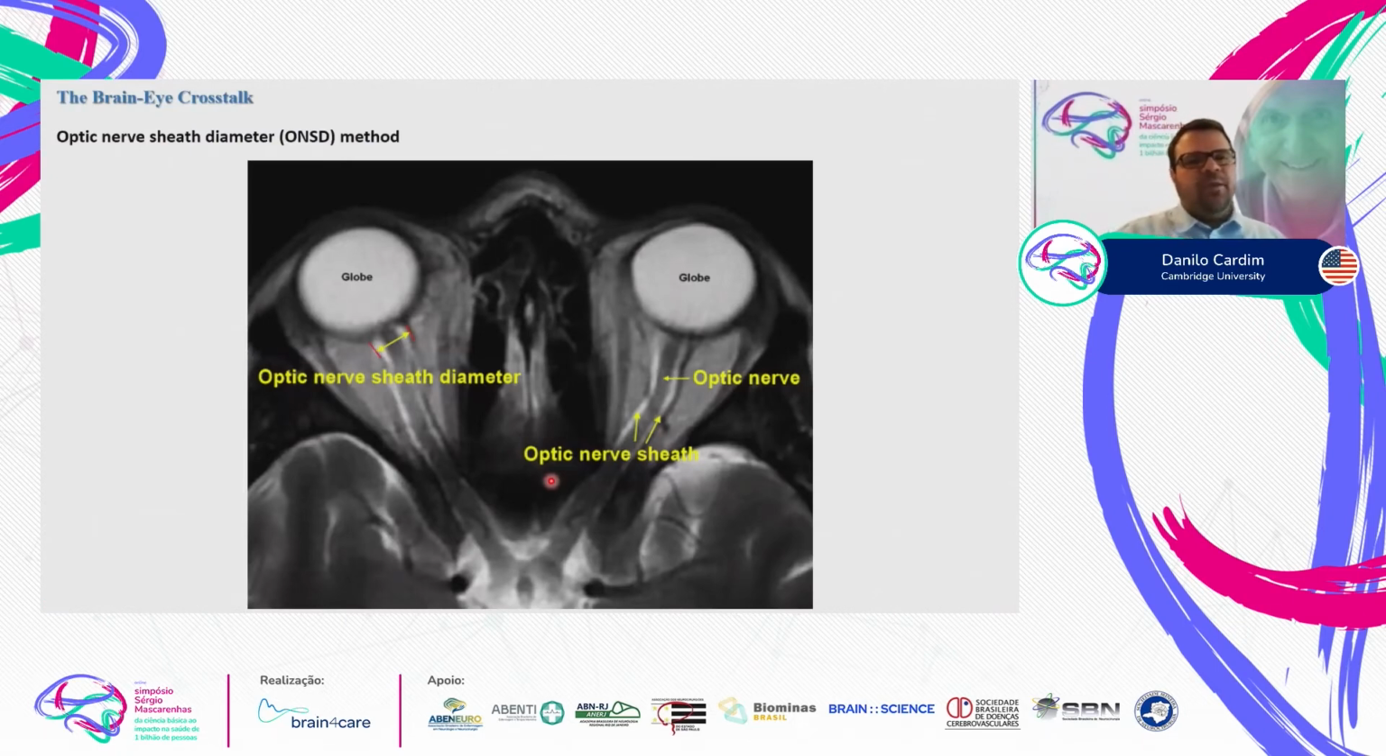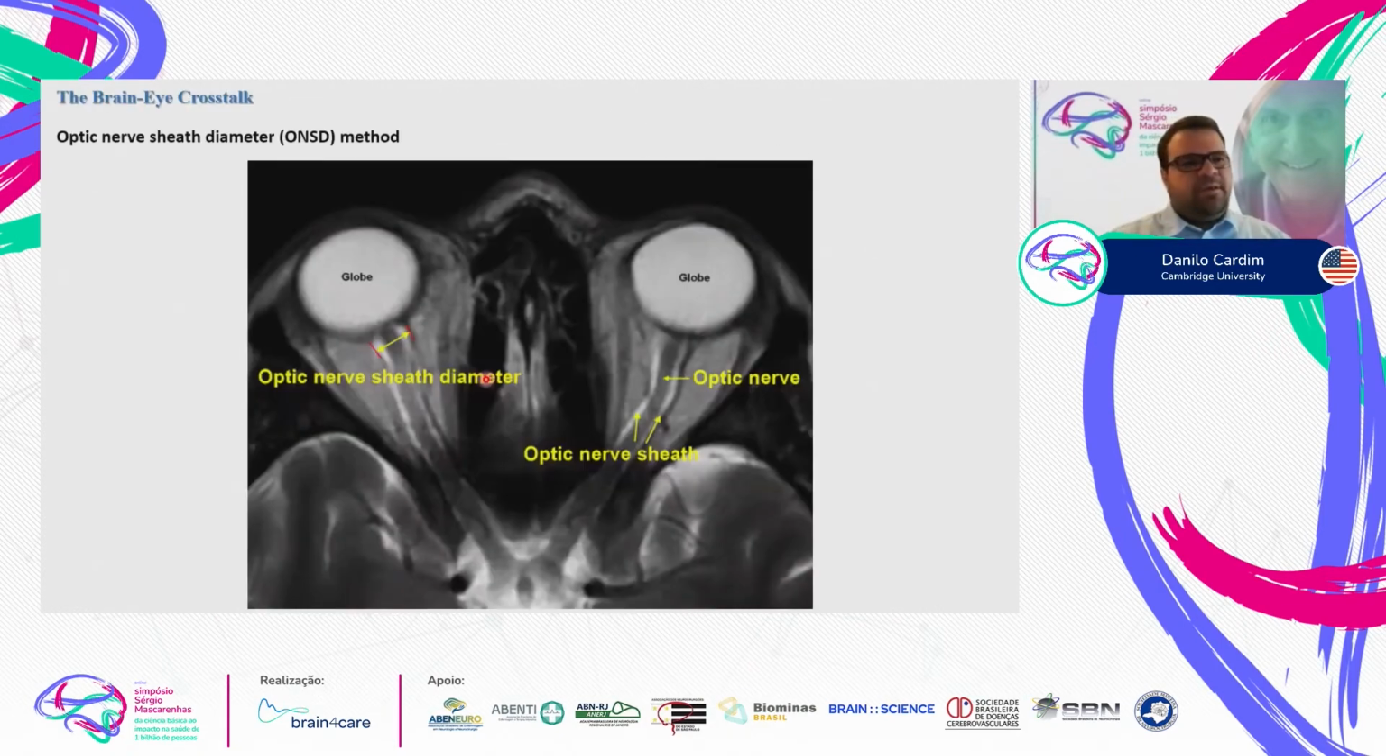So here, for example, we have an MRI of the head, and then we can observe certain structures of the central nervous system. For example, here we have the optic nerve. We can even observe the optic nerve sheath, and then we can even measure, applying software, the caliber of the nerve, the optic nerve sheath diameter. So the optic nerve sheath diameter, ONSD, is a method that takes advantage of this brain-eye crosstalk.